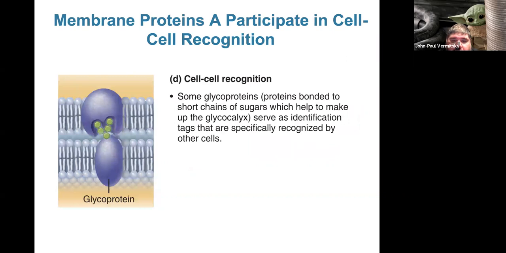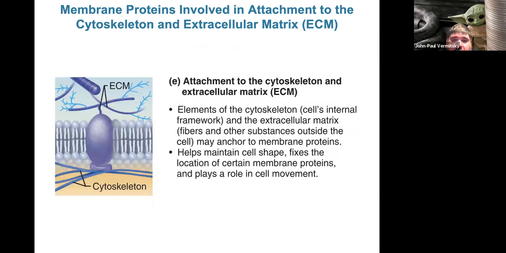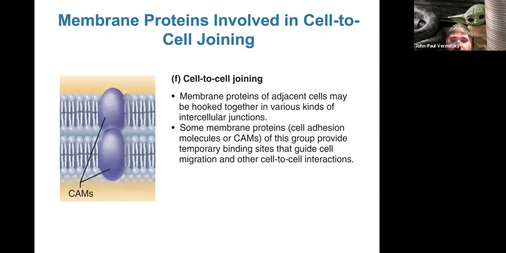Cell-to-cell recognition. Some glycoproteins are proteins that are bonded to short chains of sugars, which help to make up the glycocalyx and will serve as identification tags that are specifically recognized by other cells. And then you have the attachment of the cytoskeleton and extracellular matrix. Elements of the cytoskeleton and the extracellular matrix may anchor to membrane proteins. This helps maintain cell shape, fixes the location of certain membrane proteins, and plays a role in cell movement.